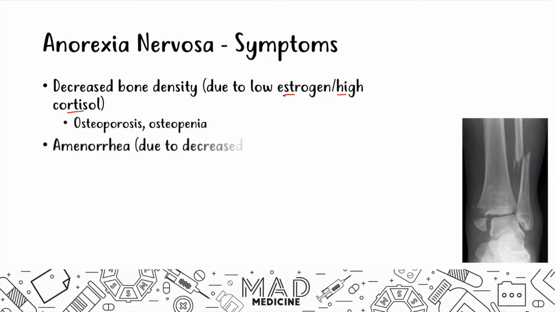Now, another thing that can happen is amenorrhea, especially in a female. That's a very hallmark presentation for anorexia. This is due to the decreased GnRH that's not being produced anymore.